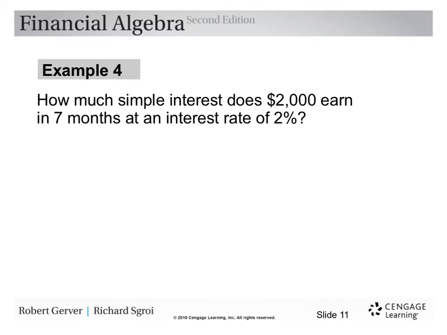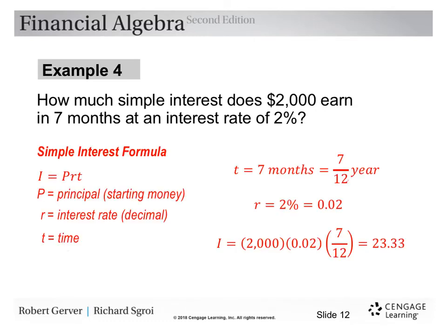All right, so let's look at example 4. How much simple interest does $2,000 earn in 7 months at an interest rate of 2%? All right, so again, we're talking about simple interest, all right? So we're going to use the simple interest formula. Again, what we used before.